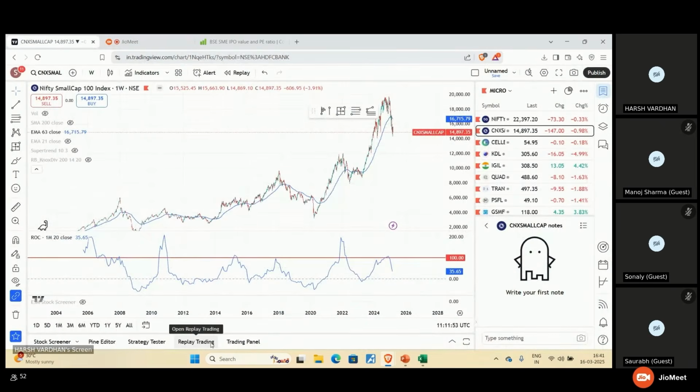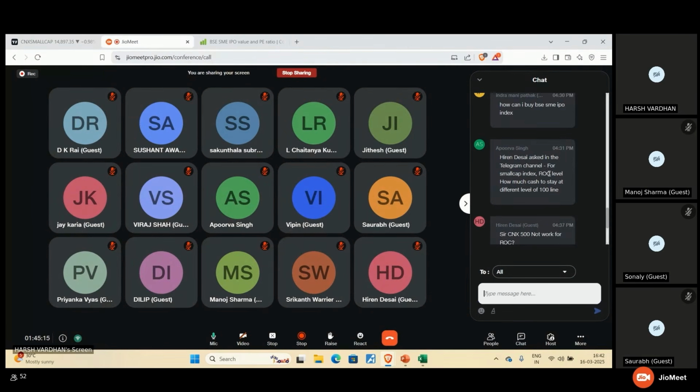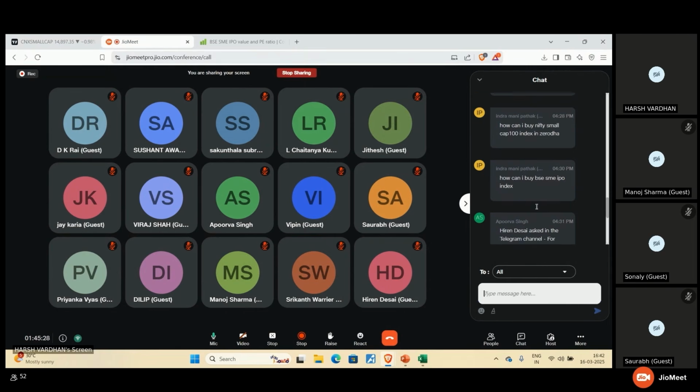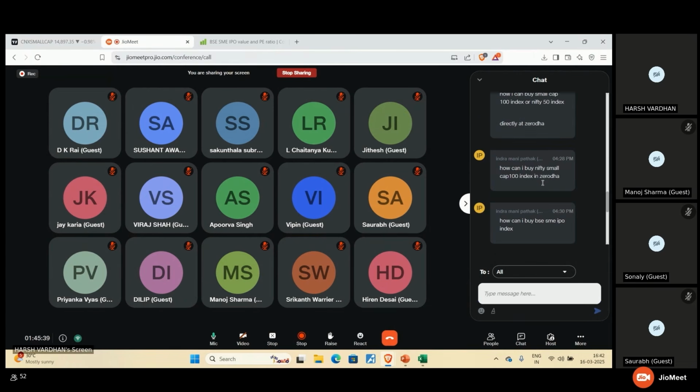How can I buy BSE SME IPO index? Indramaniji, you cannot buy BSE SME IPO index. There is no ETF available for it, unfortunately. How can I buy Nifty small cap 100 index in Zerodha? You can also not buy. You can only buy in ETFs. You can only buy Nifty 50 companies. That's it. You cannot directly buy Nifty small cap 100 index or SME index. I think for small cap 100 index there still can be some ETFs. There is Nifty small cap 100, I will tell you the name. There can be some ETFs.